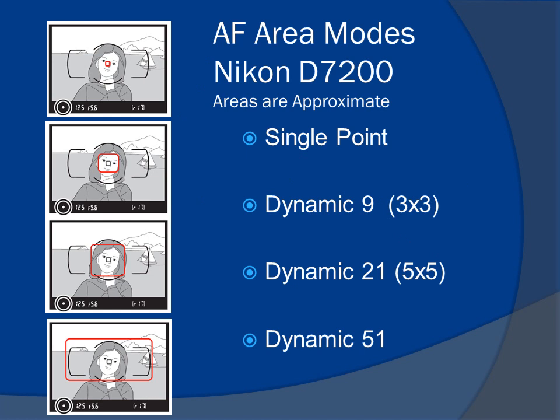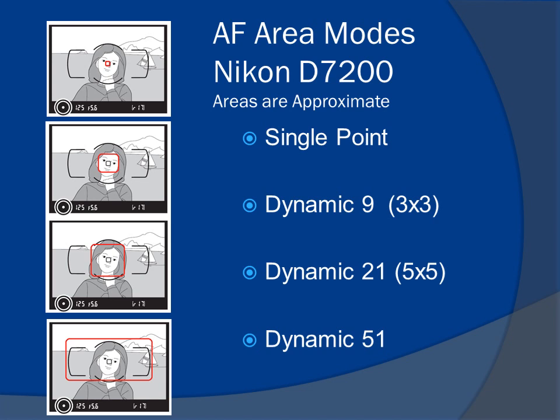AF area modes, Nikon D7200. Areas are approximate. Single point, as in the top picture, the red square on the girl's nose. Dynamic 9, it's a 3x3 matrix. Second picture down, covering her face.